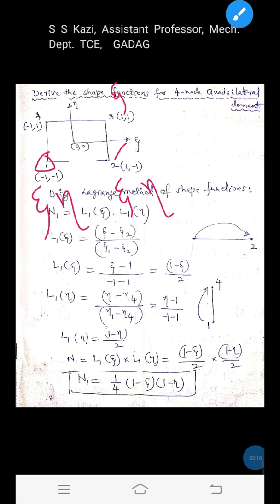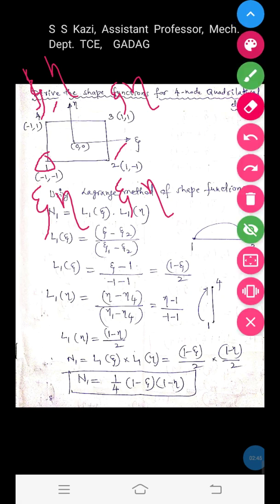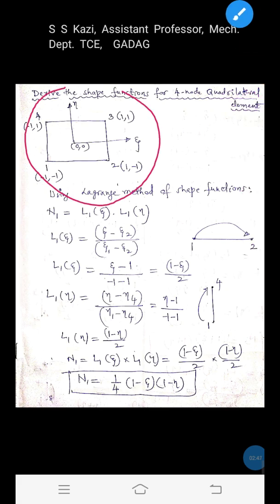For node 3, the zeta and eta values are +1, because node 3 is located to the right of the origin in the zeta direction and above the origin in the eta direction. The zeta and eta values for node 4 are -1 and +1, because node 4 is located to the left of the origin in the zeta direction, and above the origin in the eta direction, hence it is +1. Like this, first you draw the sketch of the 4-noded quad element and write the natural coordinate values.